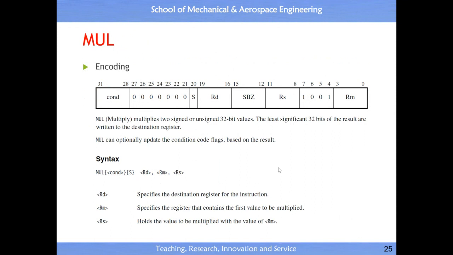Now we move on to study the third arithmetic operation, which is multiplication, MUL. Okay, so we can encode the MUL instruction with a 32-bit code. And inside here, you see we can put in a condition, we can put in S to request the update of the status. And then we have a destination, we have operand 1, operand 2, etc. Okay, so this is the syntax for you to use this instruction.